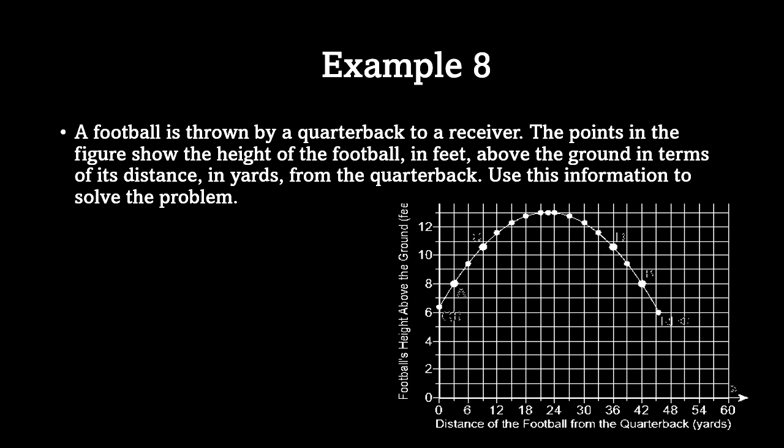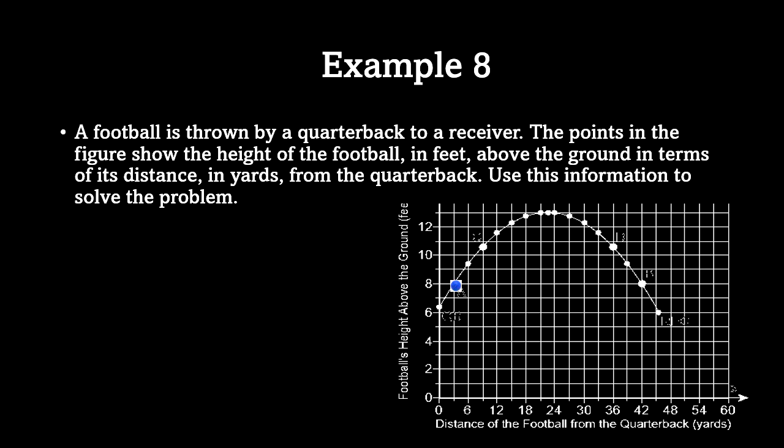A football is thrown by a quarterback to a receiver. The points in the figure show the height of the football in feet above the ground in terms of its distance in yards from the quarterback. We need to use this information to solve the problem. Okay, what's the first problem? Keep in mind the horizontal distance, we have it in yards, and the vertical distance, we have it in feet.